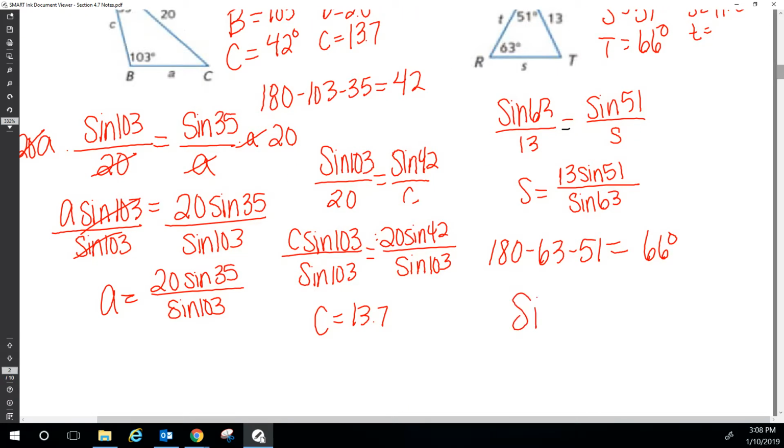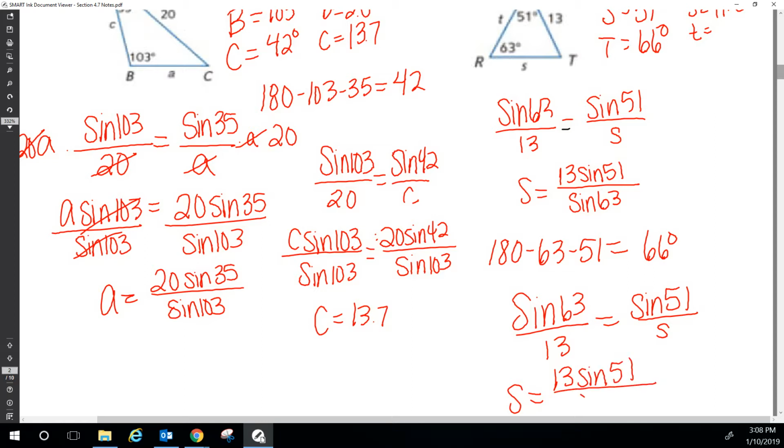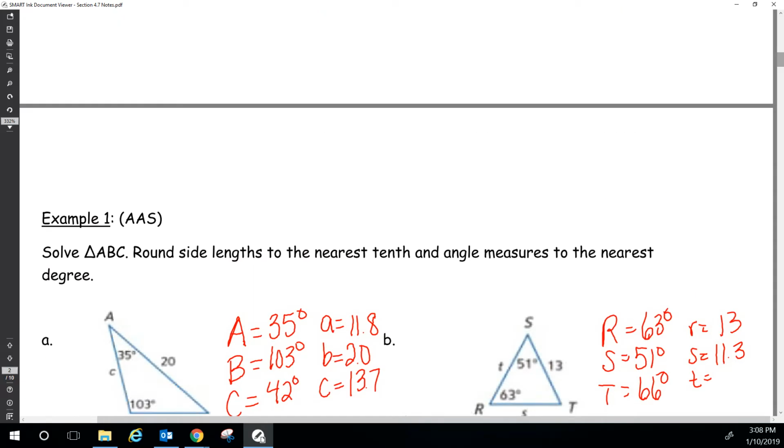So sine 63 divided by 13 is equal to sine 51 divided by little s. So little s would be 13 sine 51 divided by sine 63, and that should give you 13.3.